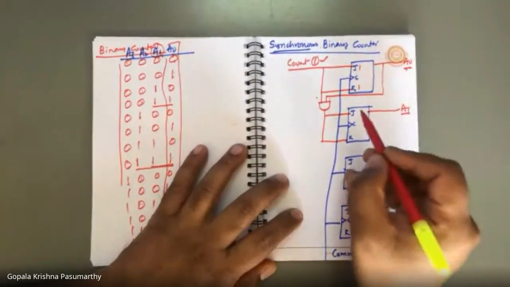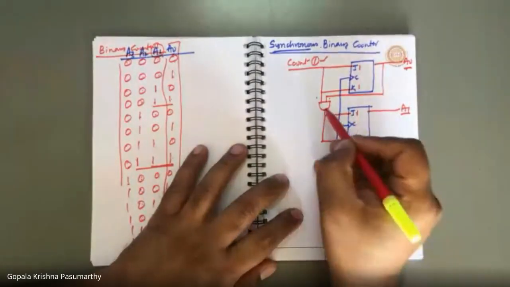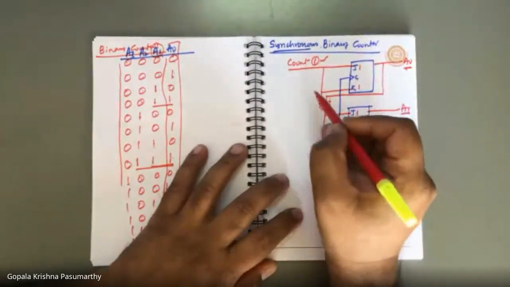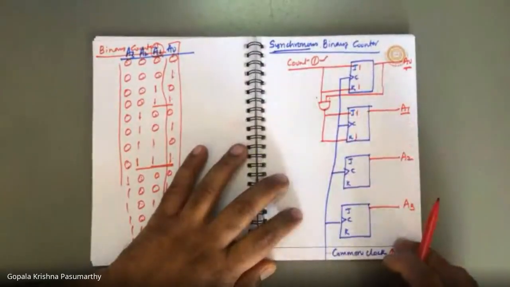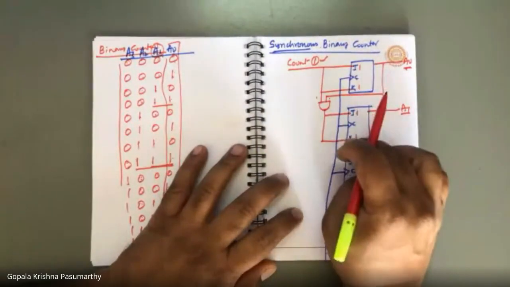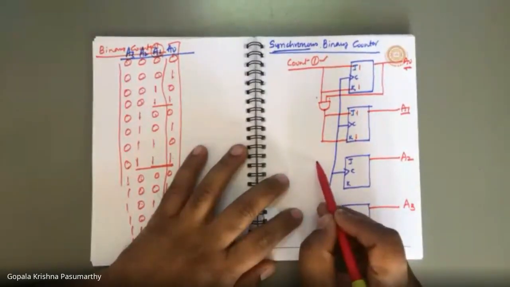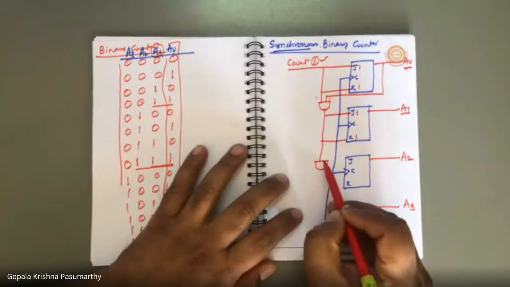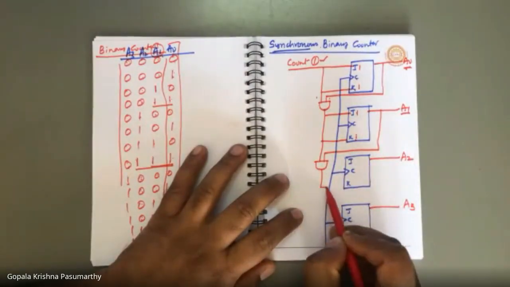See, A1 complements when J is 1, K is 1. J and K become 1 and 1 if this AND gate is 1. This AND gate becomes 1 when A0 is 1 and count is 1. Every time we will press count and press clock, but J and K are 1 and 1 if and only if A0 is 1. Same way, let us take another AND gate. One line coming from this, the other line coming from A1. This is connected to the JK.